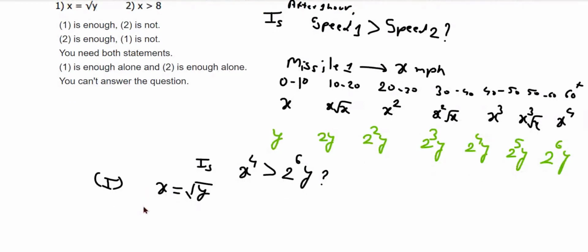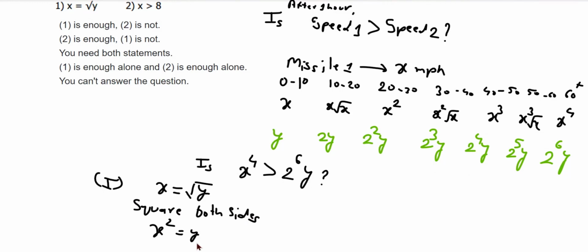Okay, let's simplify it first. It's difficult to think in terms of square root, so let's get rid of that. Let's square both the sides. So when I square both the sides, x square is equal to y.